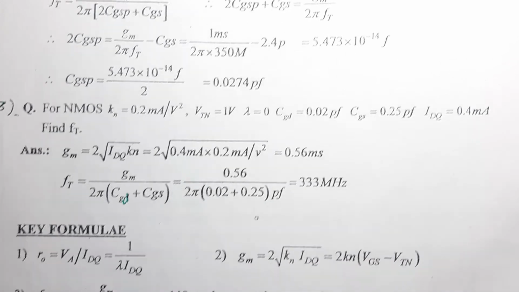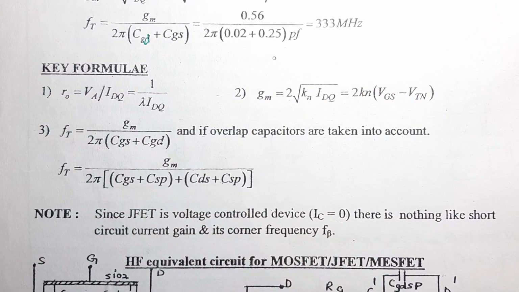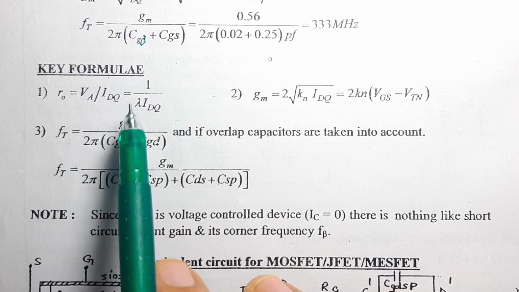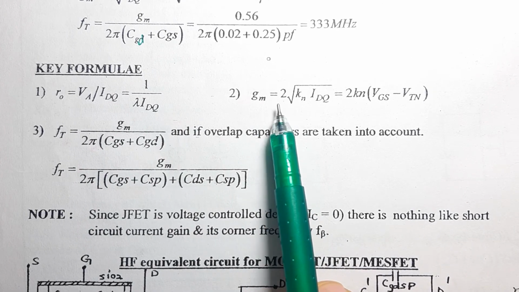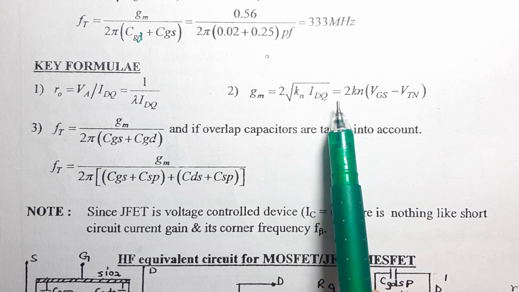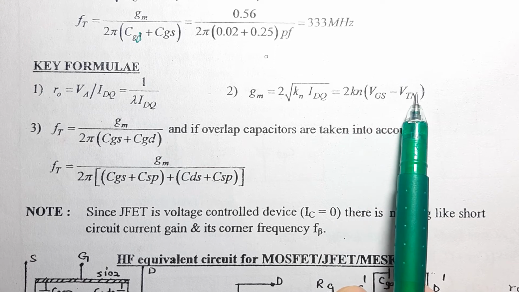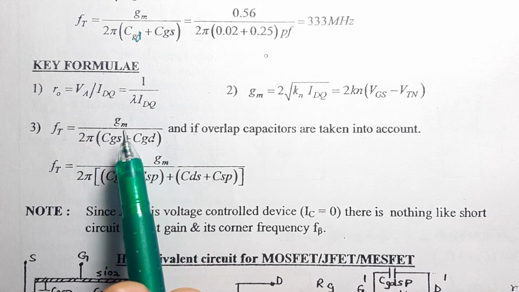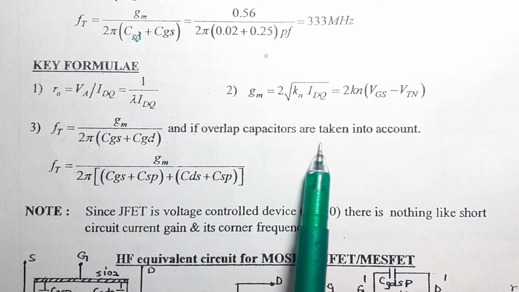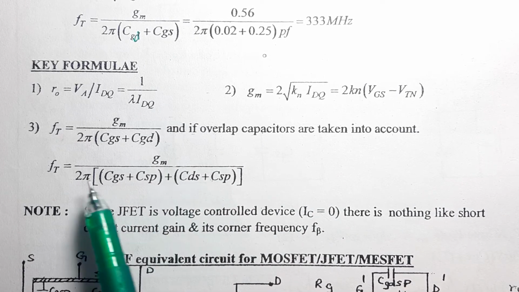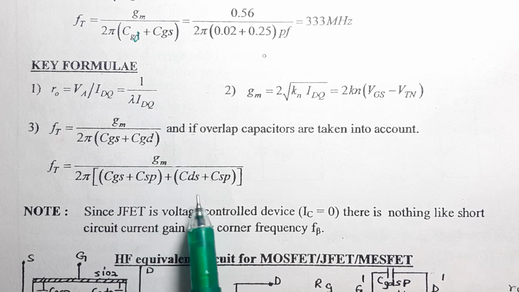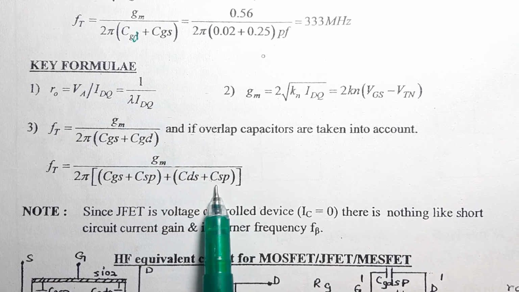Now there are certain formulas that we need to understand before proceeding to further numericals. Your RO is given as VA by IDQ, which is equal to 1 upon lambda into IDQ. Your GM can be written as twice the square root of Kn into IDQ, which is equal to twice Kn into (VGS minus VTN). Your FT is given as GM upon 2 pi into (CGS plus CGD). If the overlap capacitors are taken into account, then your FT is equal to GM upon 2 pi into (CGS plus CGSP plus CGD plus CGDP).